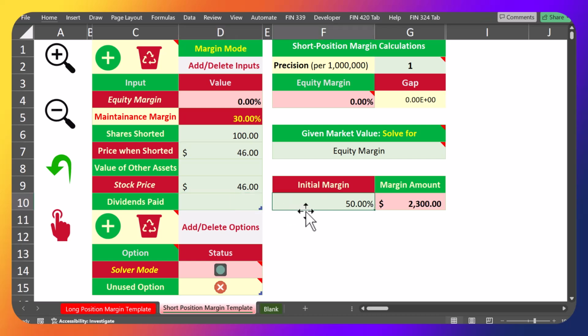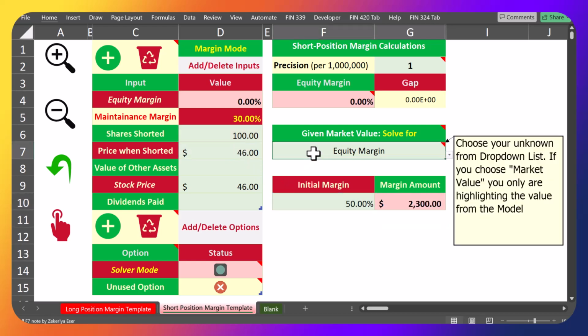One, margin amount is simply initial margin times what you want to call shares shorted times price when shorted.